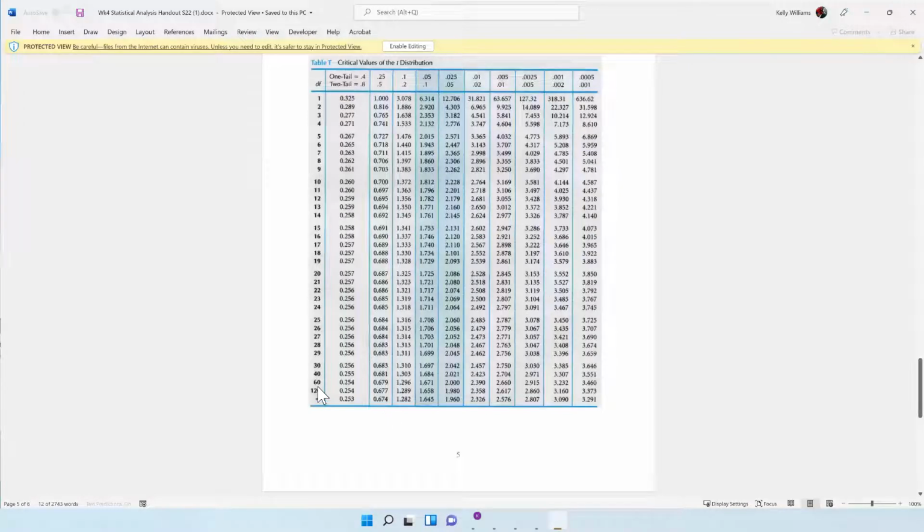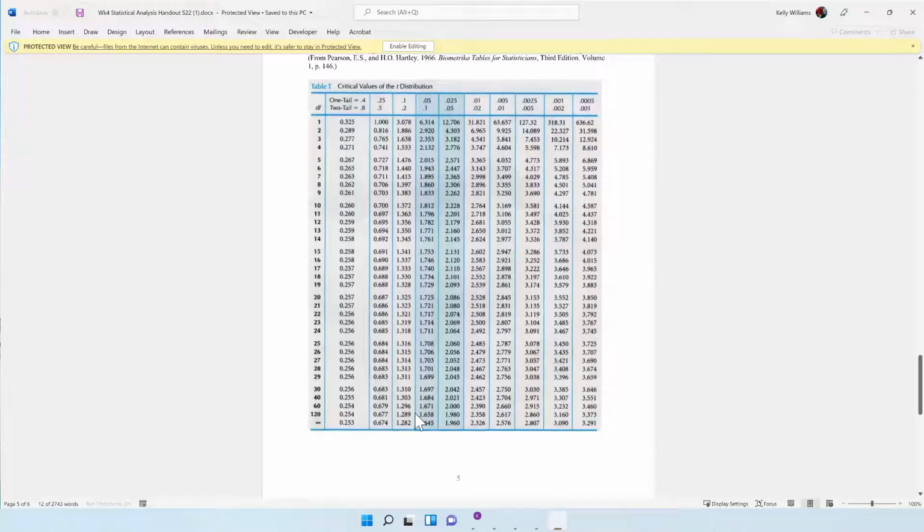So we would come down here somewhere between 60 and 120. So it gets a little bit difficult. And then we have to look for what our t statistic is, okay? And once we get kind of close to that, that's when we can look at what our range of p-values are, okay?